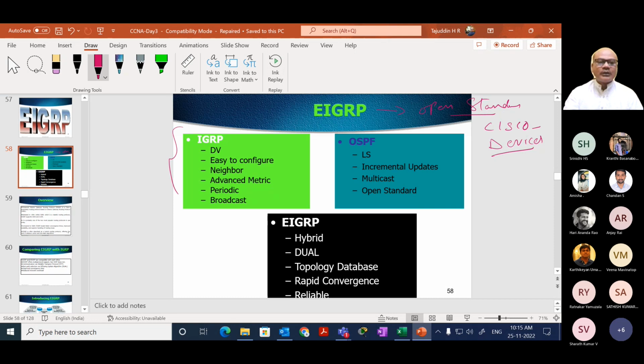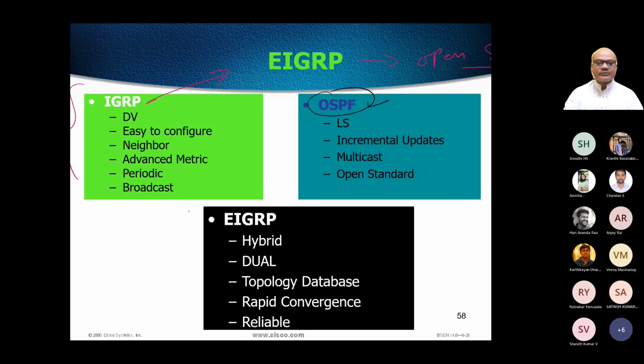So the advanced version of IGRP is your EIGRP. The other protocol which I'm going to discuss next week is your OSPF. This is the basic characteristic of your EIGRP, guys. It is a hybrid protocol. It uses the DUAL algorithm, which means Diffusing Update Algorithm. It maintains a topology database, rapid convergence, and very reliable communications. It uses TCP, the same thing as your TCP/IP for reliability, transmission control protocol.